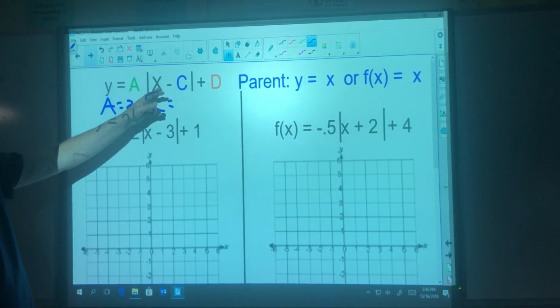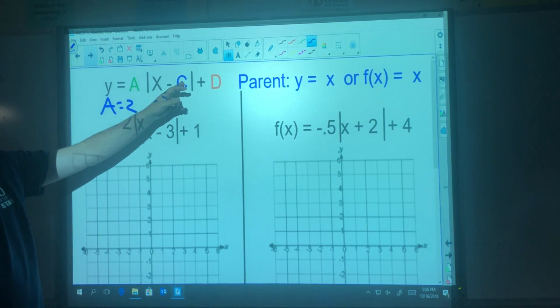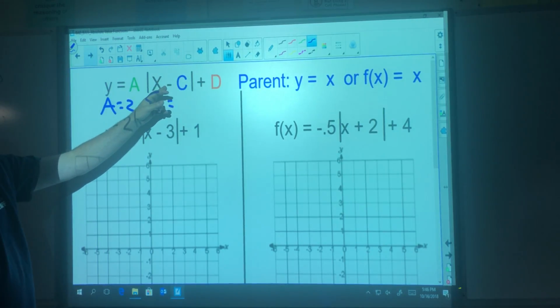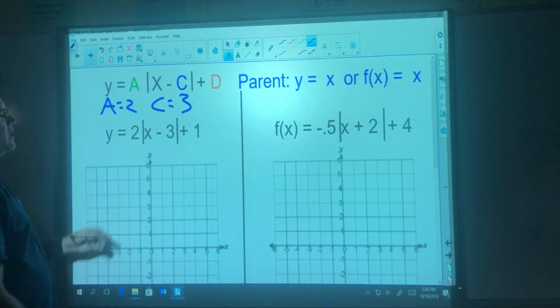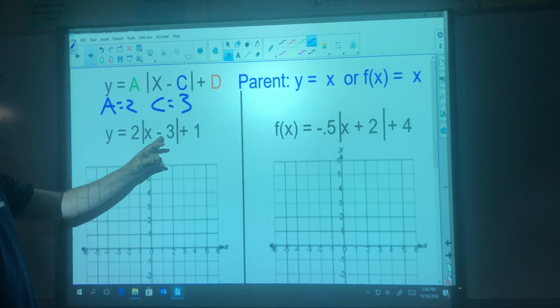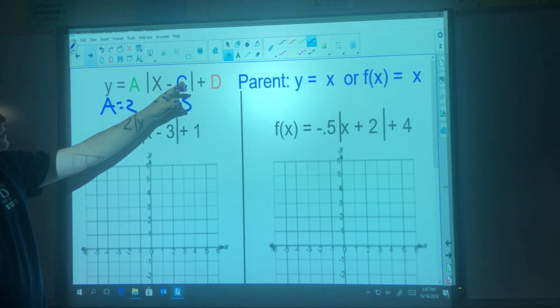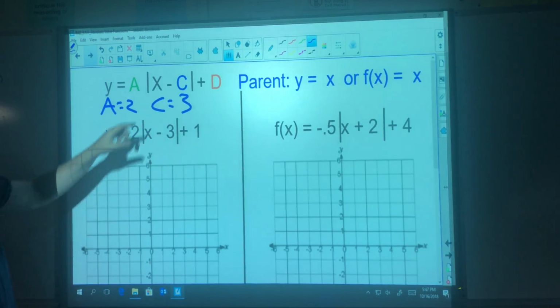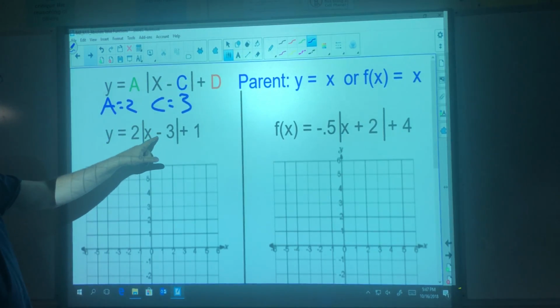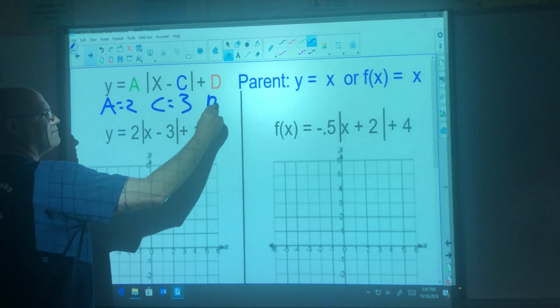The c value, be careful. The format is x minus c. So when you see x minus 3, that means c is actually +3. It's a subtraction sign here. So that's a +3. So c equals 3. If it was x plus 3, well, that would have been x minus -3. So we would know that c is actually a negative value, which is why this would be a plus sign. All right? So it's always going to be the opposite sign of what you see here. And then the d value is the +1.